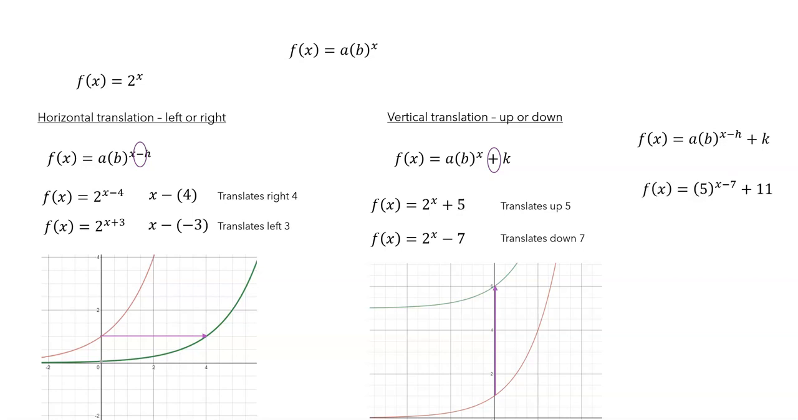So given the function f(x) = 5^(x - 7) + 11, how does that translate the parent graph f(x) = 5^x? That translates the graph right 7 and up 11. Now, we haven't put in an a value. An a value is for another lesson, to stretch, compress, or reflect.